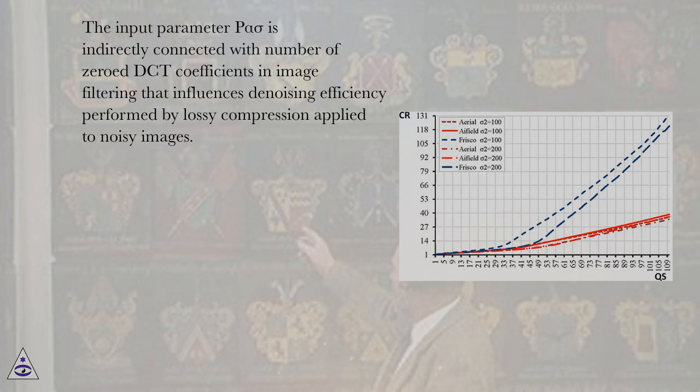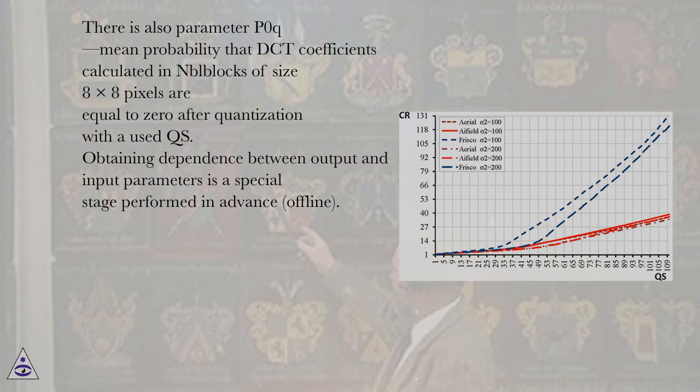The input parameter P alpha sigma is indirectly connected with the number of zero DCT coefficients in image filtering, which influences denoising efficiency performed by lossy compression applied to noisy images. There is also the parameter P0Q, the mean probability that DCT coefficients calculated in blocks of size 8 times 8 pixels are equal to 0 after quantization with a used QS.